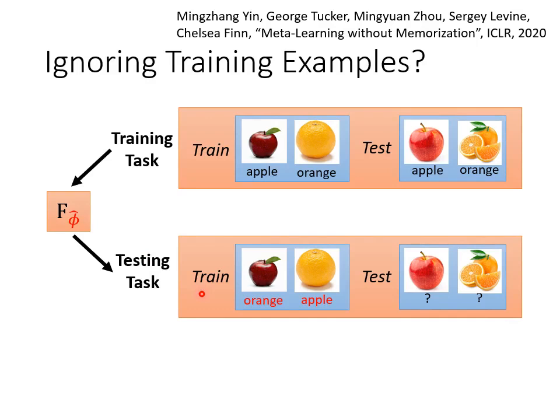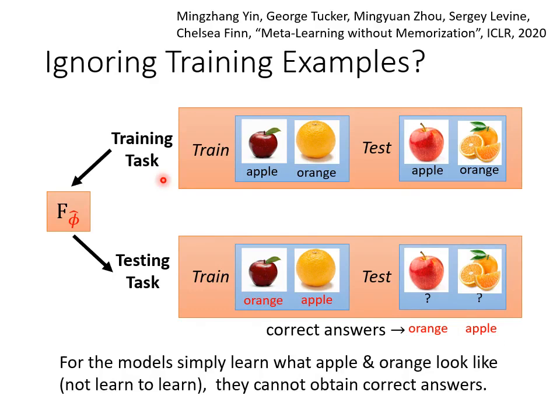However, we change the label. In the training example, we tell the machine that this is orange. This is apple. This red stuff is orange. This yellow fruit is apple. Then on the testing example, the correct answer given this image should be an orange. The correct classification result of this image should be an apple.